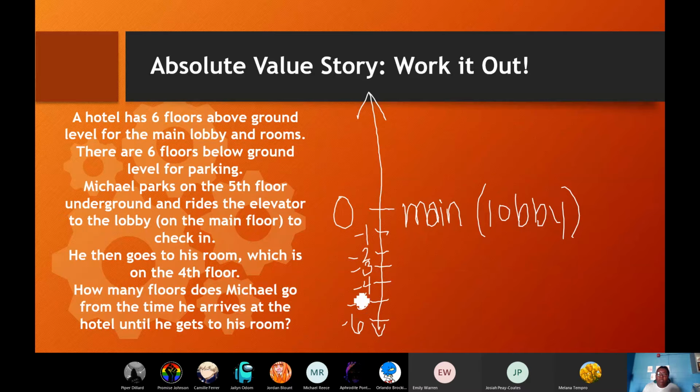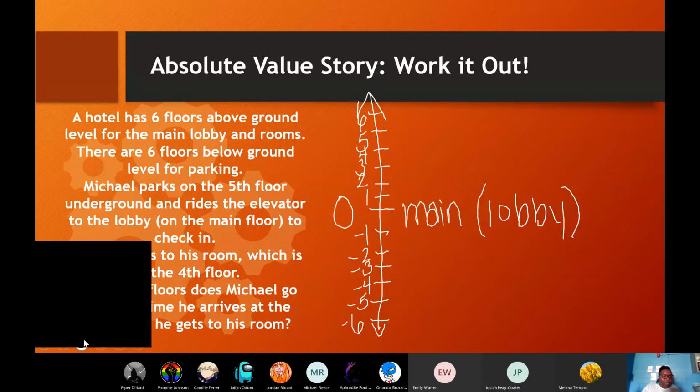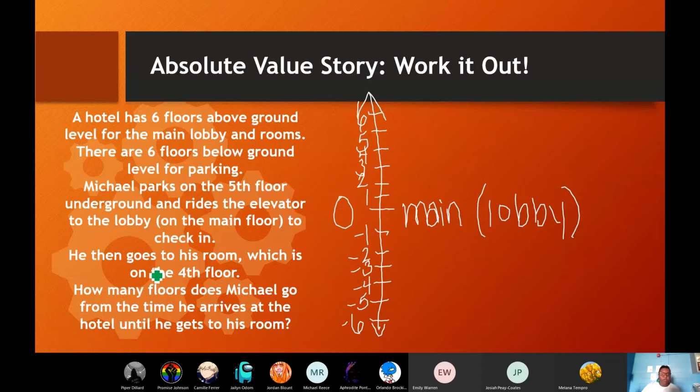Okay? So the integers that go above 0, would those be positive or negative integers? Positive. And what's the integer here? We're going to go from 1 to 6. So let's go ahead and label our integers here. Whatever Miss Neville's doing, you should be doing as well in your math notebook. So let's now start tracking where Michael's going here.